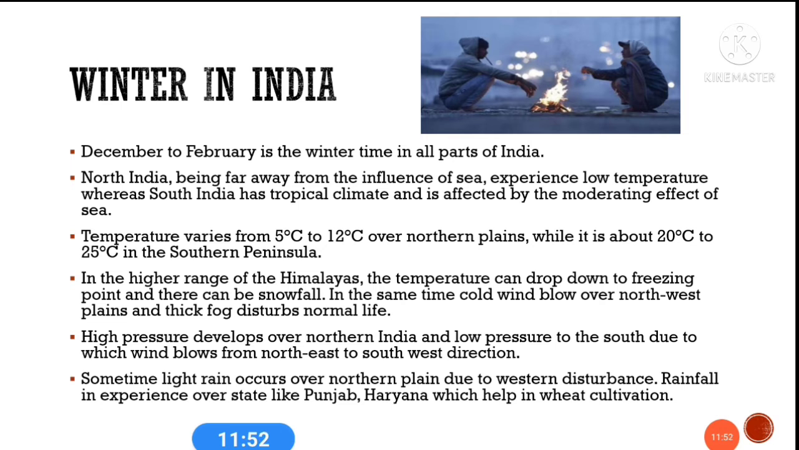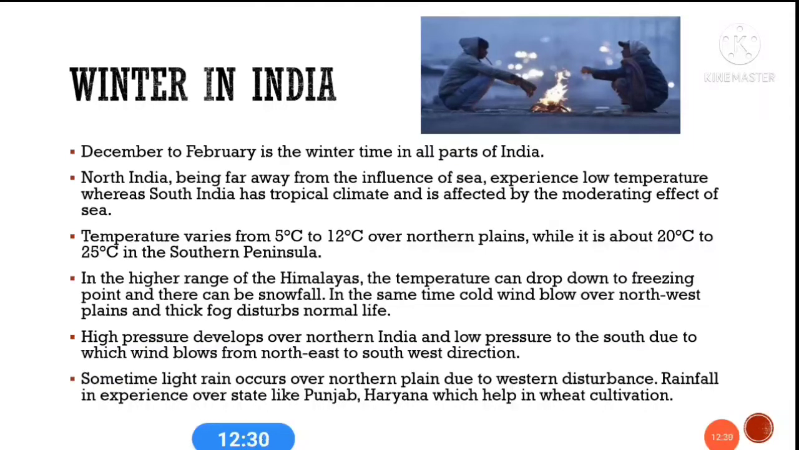At the same time, cold wind blows over the northwest plains and thick fog disturbs normal life, especially in the northern and northwestern plains of India, due to the cold wave. High pressure develops in the same month. There will be high pressure over the northern plains. There is a relation between pressure and temperature: as it is a winter month, temperature will be less, due to which pressure increases.